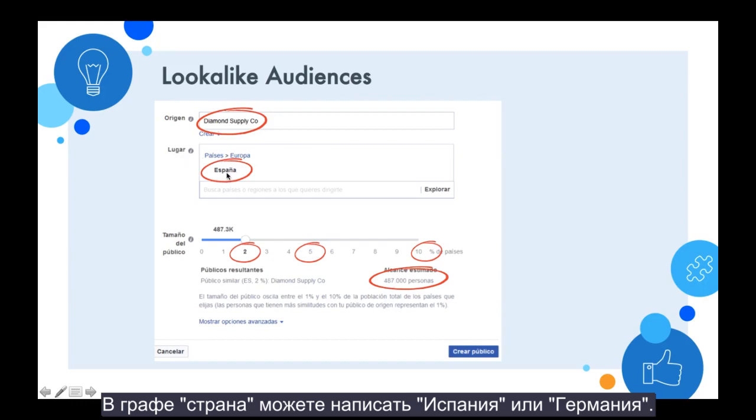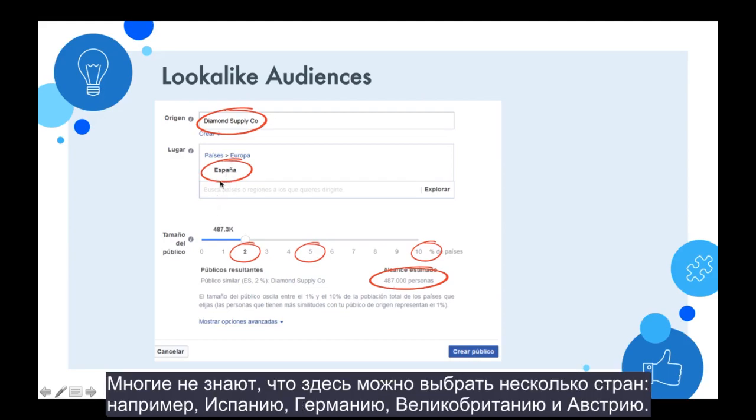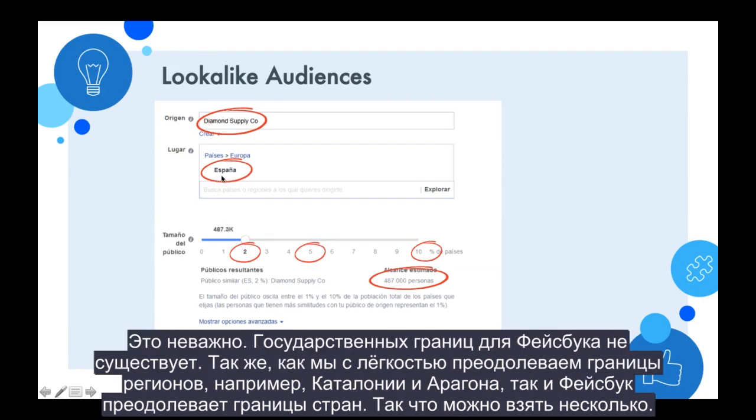example, Spain, or you could use Germany. And what many people don't know, you could also apply several countries here. For example, Spain, Germany, UK, and Austria. You could also put it in here, and it's no problem at all. For Facebook, there are no country frontiers. It's basically just as between regions, like for example between Catalonia and Aragon. You know, for them country level it's the same as a region frontier, so it's no problem.